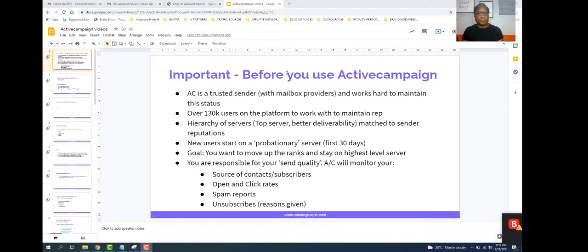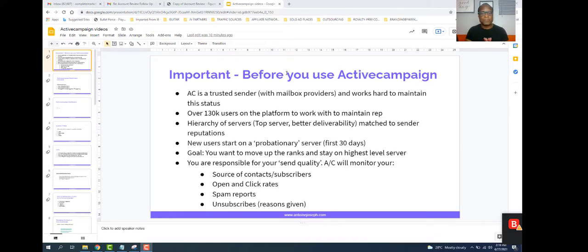Okay, so a few data points here for us to think about. Over 130,000 people use the platform, right, to work with, and to maintain their reputation. ActiveCampaign considers everybody and treats them based on how they use the system. Okay, I mentioned before there's a hierarchy of servers. Top server, better deliverability, and it is matched to the sender reputation. If you have a very good reputation of how you use your account, you're at the top server. If you are spamming people, if you're uploading mailing lists purchased from a friend and that sort of thing, you will be at the bottom of the pile, okay?